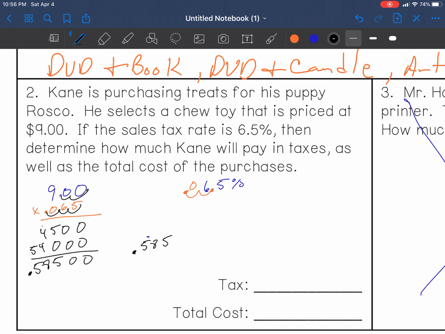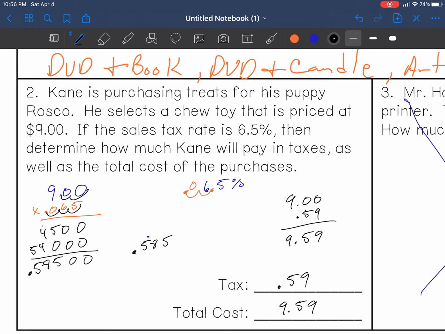I have 0.585, except they won't charge you 0.585. They're going to round up, and my tax is 0.59. Excuse me about that. What do I do with that 0.59? All I do is add $9 to 59 cents, which totals $9.59. And that's it. Sorry about that. I got a little bit confused, but we had the correct answer.